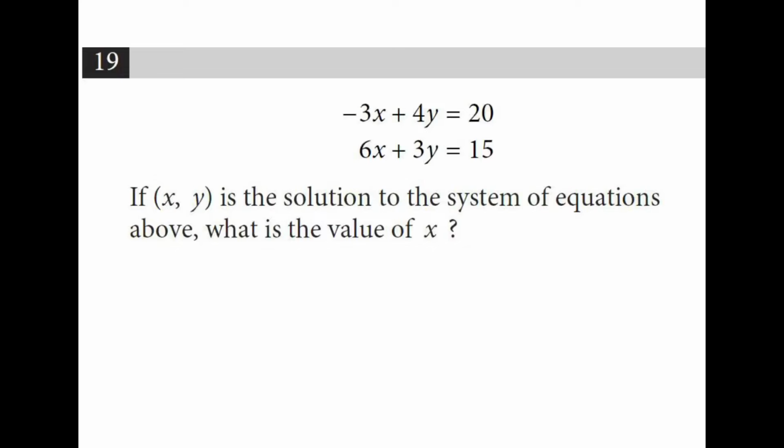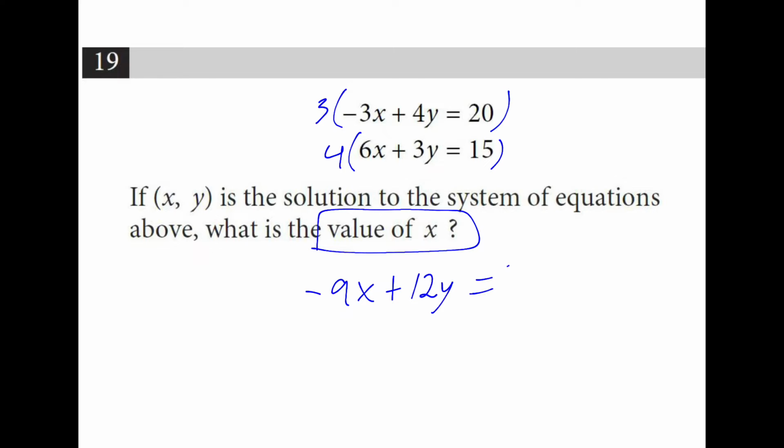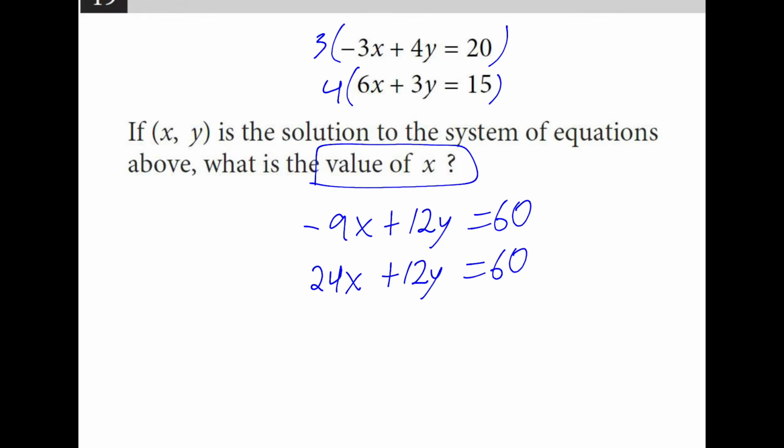If x, y is a solution, what is the value of x? So I want to cancel out the y's. So I'm looking at 12. So I'll multiply this by 4 to get to 12, and this by 3 to get to 12. So negative 9x plus 12y is equal to 60. 24x plus 12y is equal to 60. If I subtract all three columns straight down, the signs flip. So that brings me further negative here. So this is negative 33x. The y's cancel out, and this gives me 0. So x is 0.